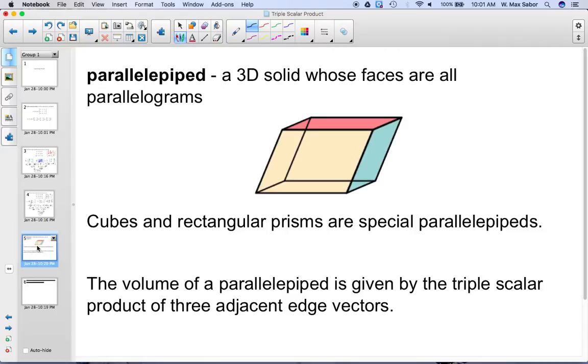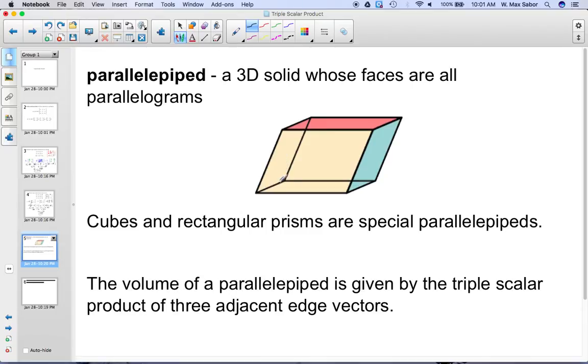Triple scalar products are used for parallelepipeds. Say that a few times fast. A parallelepiped is a three-dimensional solid whose faces are all parallelograms. So here's a picture of a sample parallelepiped. All of the faces are parallelograms. Opposite faces are parallel.